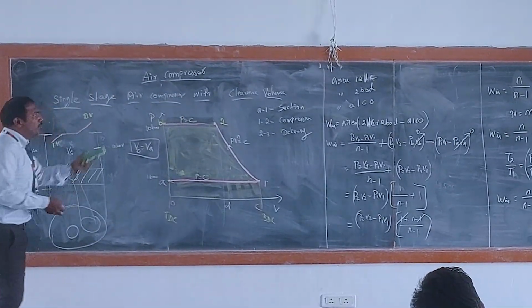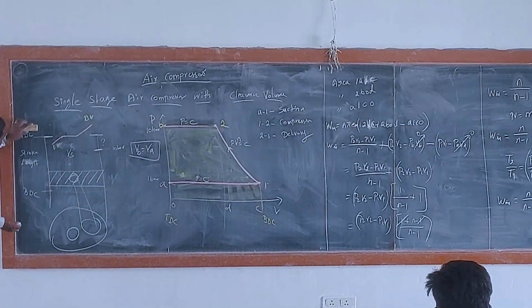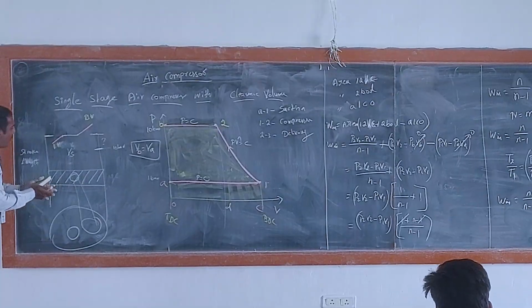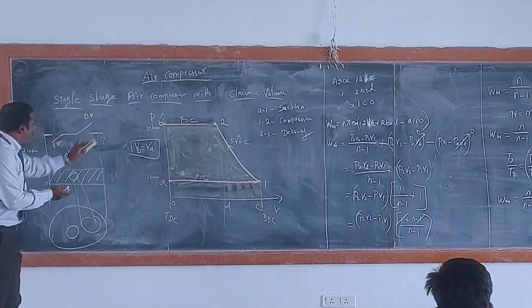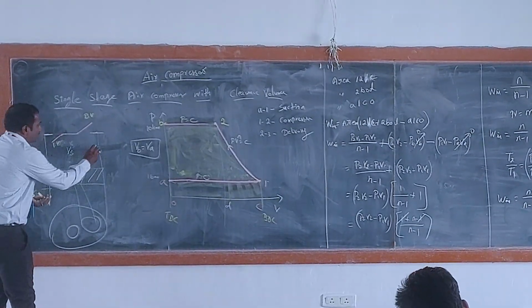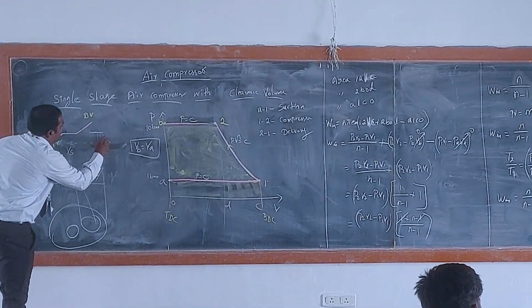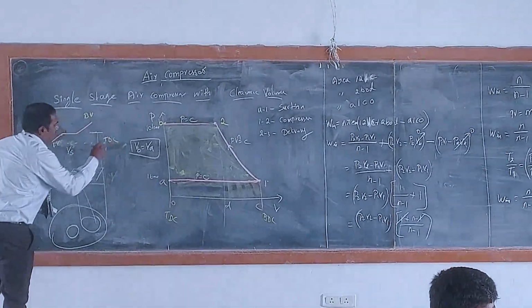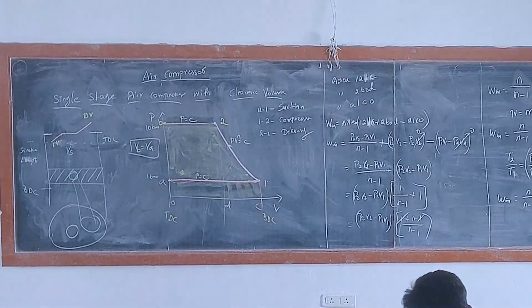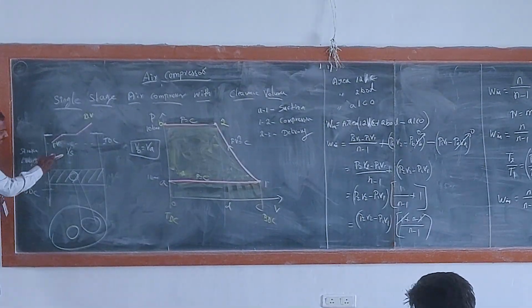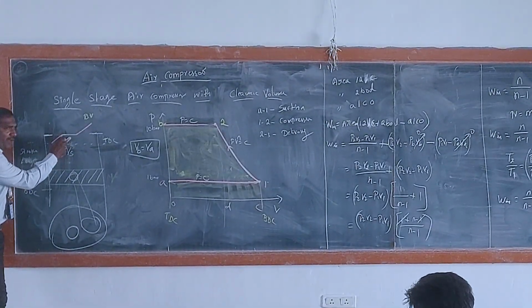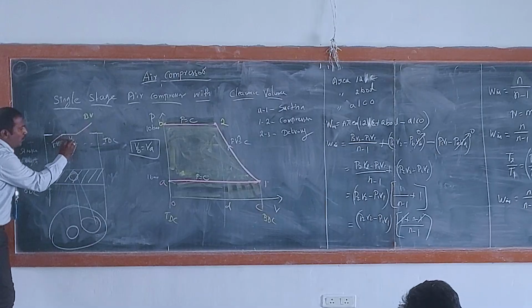Now, I have to make the clearance volume. This is not my TDC. Now, I have to mark my TDC, right? This is our TDC. Got it? Now, this is our stroke volume. What about this one? Clearance volume.